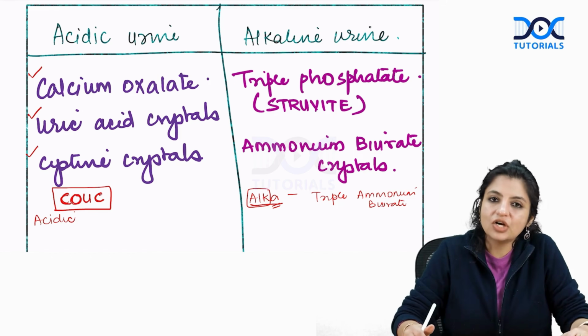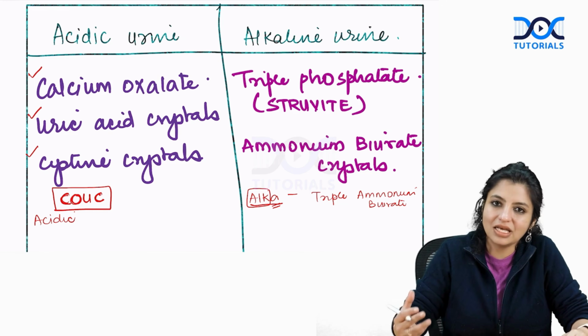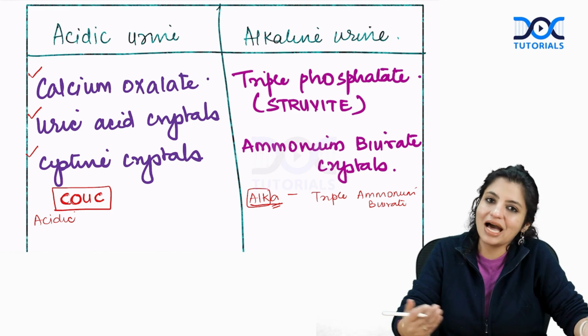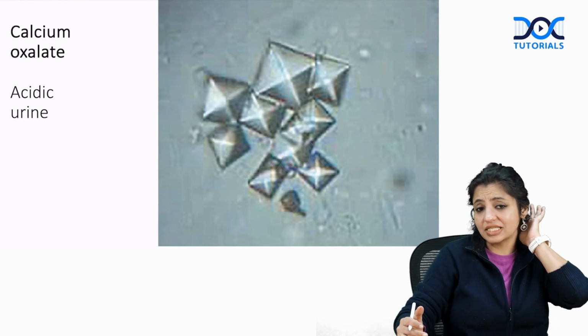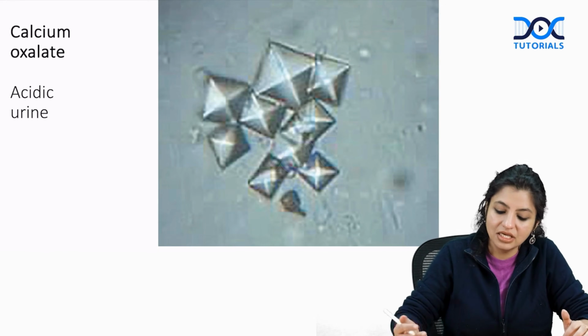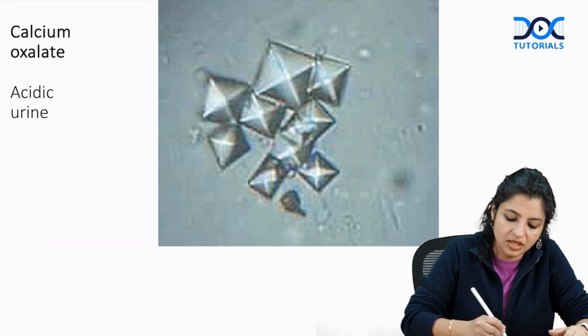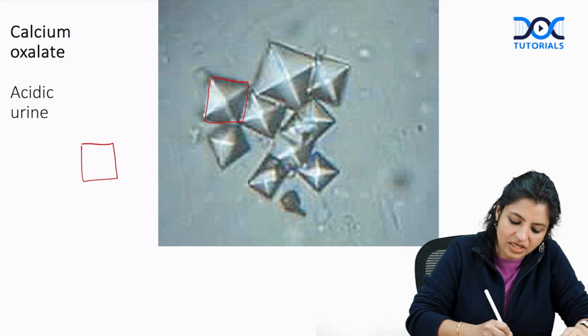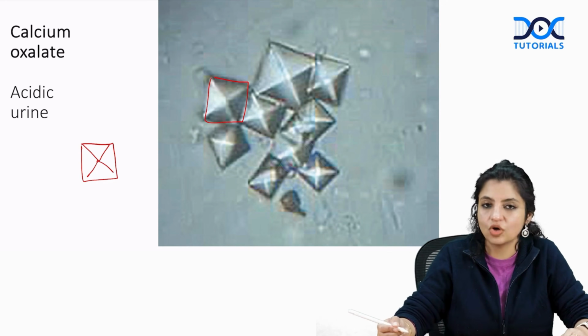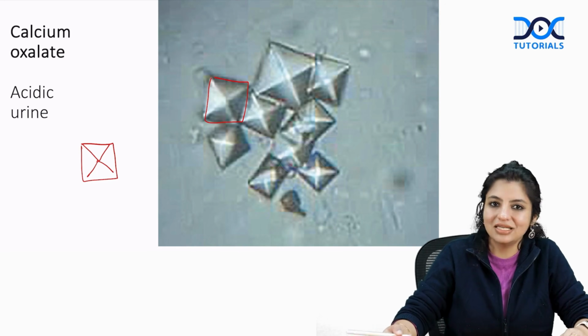Once you are very clear with this, now let's understand these crystals, and see first the acidic urine crystals. Starting with the first crystal here, these are calcium oxalate crystals. Remember, they are like an envelope. They are perfectly square crystals and they are like an envelope. So these envelope shaped crystals are calcium oxalate crystals. Again, they are seen in acidic urine.